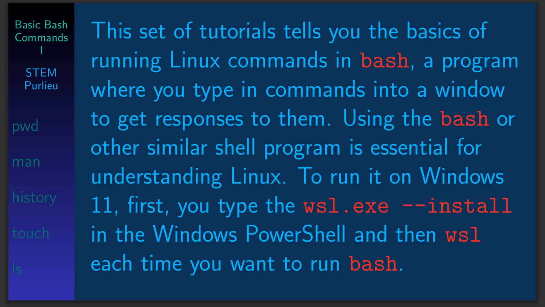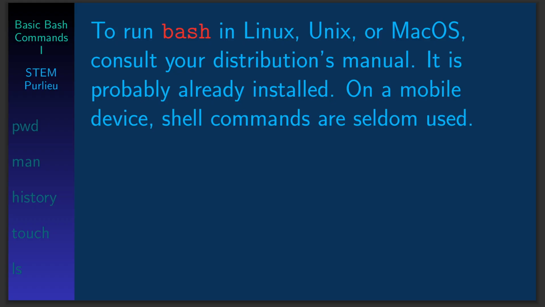To run bash on Windows 11, first you need to run the wsl.exe --install command. That will enable you to run the Linux programs on Windows 11. Whenever you want to run bash in Windows 11, first you type in WSL into the Windows PowerShell, and then you'll be prompted with a bash window. To run bash in Linux, Unix, or Mac OS, you'll need to look at your distribution's manual. Often, bash is already installed on these machines.